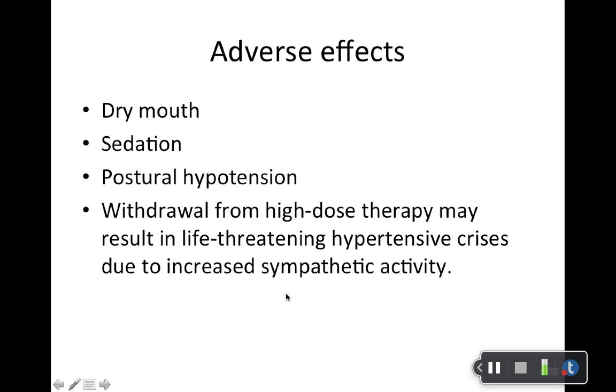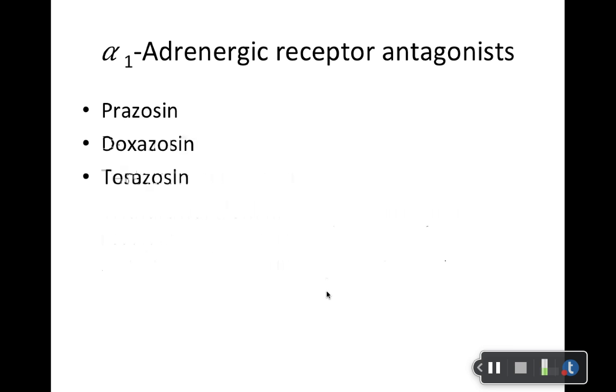And so the sedation sometimes was desirable in the psych hospital, for example. And then hypotension, so postural hypotension, something to think about there. And it can be profound as far as causing dizziness and stuff. And then you definitely need to taper off of high dose therapy because you can have rebound hypertensive crisis if you just abruptly discontinue this patient when they're on high dose. So please note that as well.